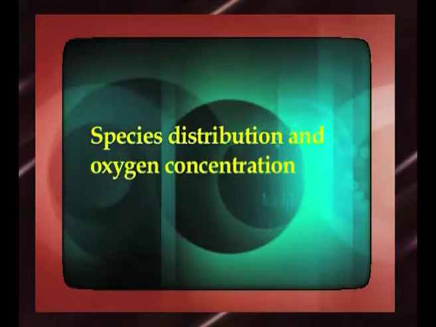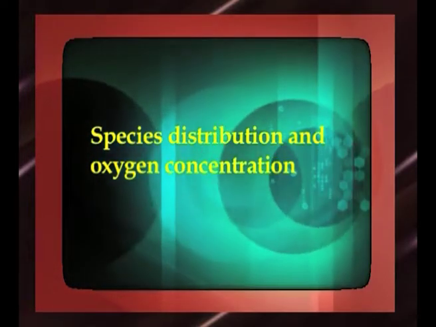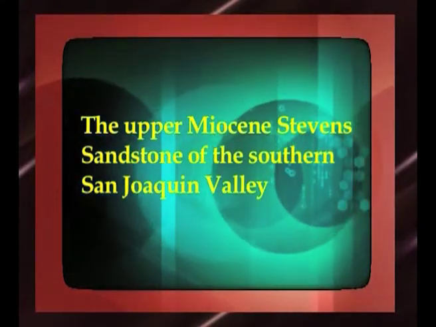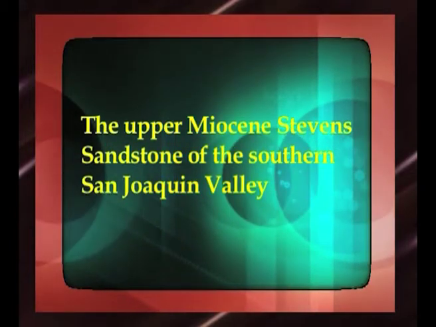Following are the 3 examples of paleoenvironmental information deduced from micropaleontology. Number 1, species distribution and oxygen concentration. Douglas in 1987 recognizes 4 biofacies of benthic foraminiferal species in the Upper Miocene Stevens sandstone of the southern San Joaquin Valley. He demonstrates that the biofacies distribution was largely controlled by the changes in the oxygen concentration caused by the fluctuations in the position and intensity of low oxygen water within the oxygen minimum zone.